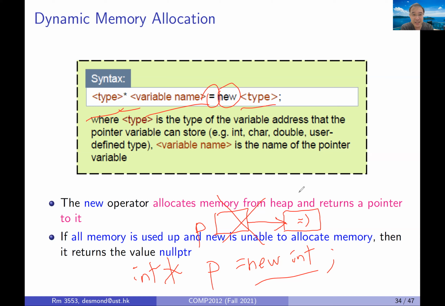Okay, good. Is P a local variable? Very good. It depends on where we put this statement. If we put this statement in the file, outside all the functions, outside all the classes, then this P is a global variable. But if we put this line in a function, P is a local variable. Okay? Yes or no?